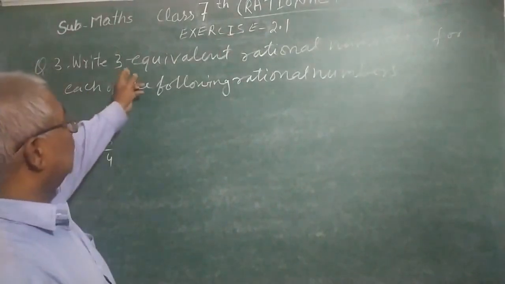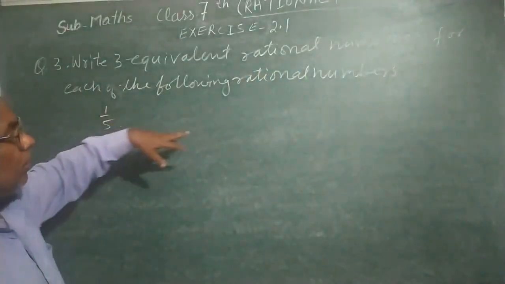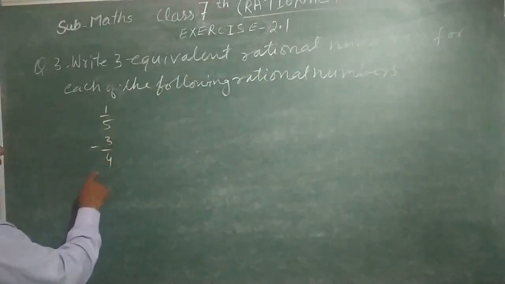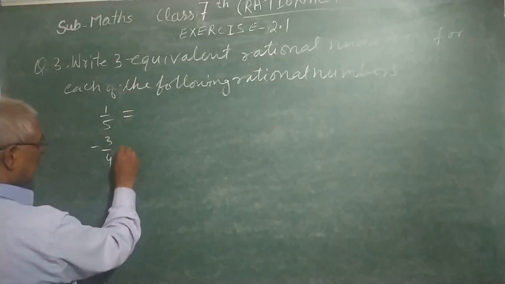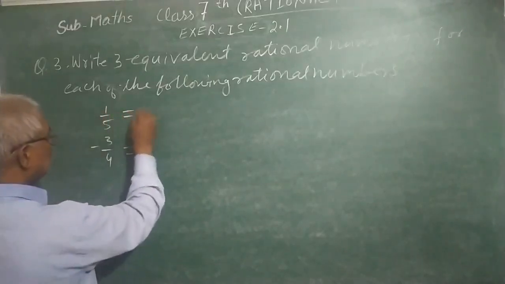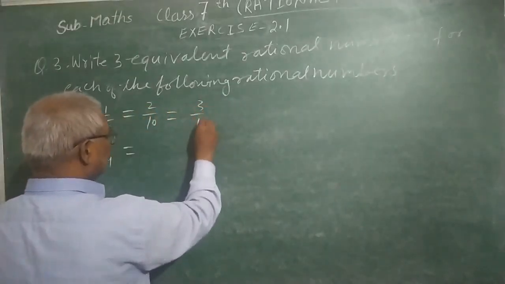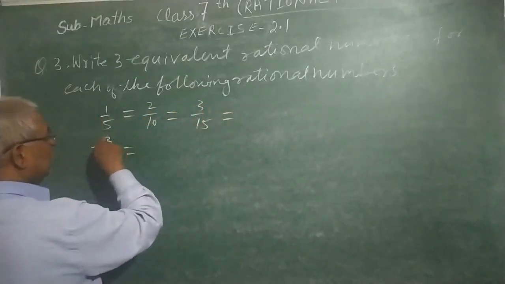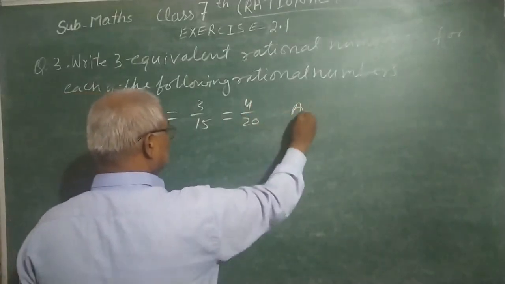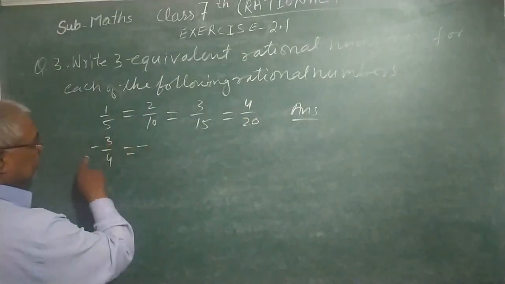Question number 3, write 3 equivalent rational numbers for each of the following rational numbers. First is 1 upon 5, second one is minus 3 upon 2. So how can we convert? First you multiply by 2 on both numerator and denominator. So it is 2 by 10. Now 3 by 15, 3 से मल्टीप्लाई करना है और 4 से मल्टीप्लाई कर दो, तो 4 upon 20. These are the answers.